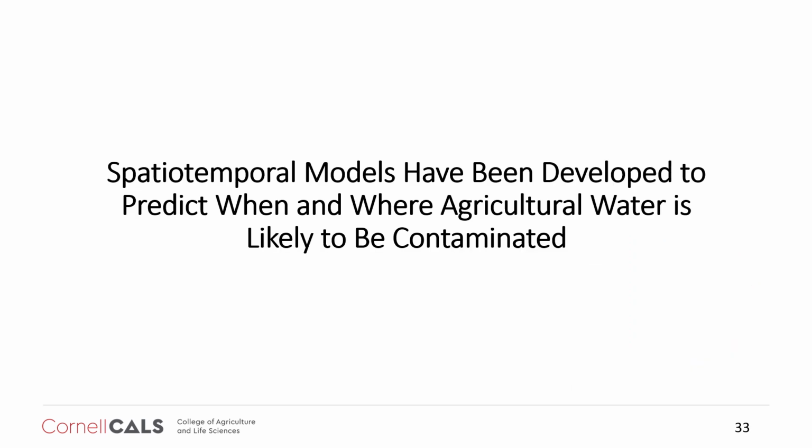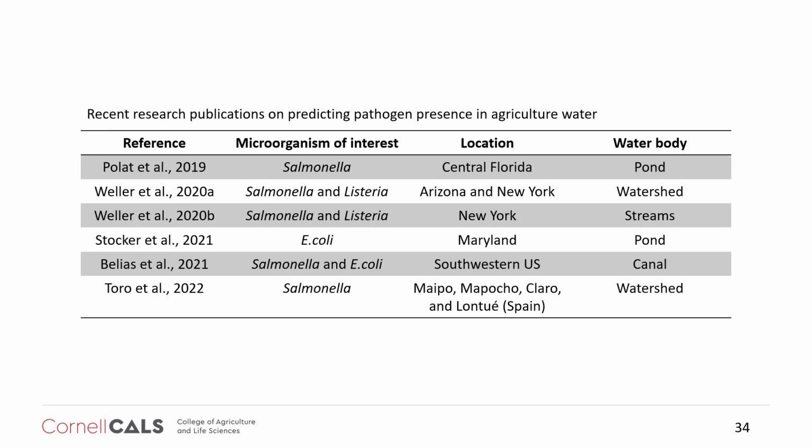In recent years, spatial temporal models have been developed to predict when and where agricultural water is likely to be contaminated. This is showing another promising area of applying GIS models. This is a table that summarizes recent research publications on predicting presence of pathogens in agricultural water.